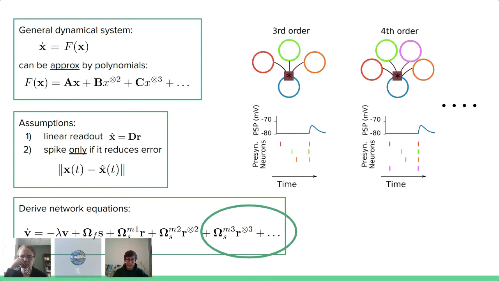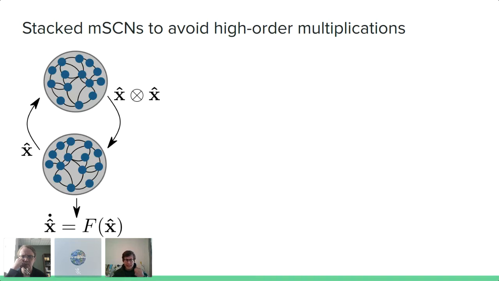So this is very nice in theory, and you can implement it, and it works very well. But we reasoned that this might be a bit unfeasible from a biological or a neuromorphic perspective. So the question here is, can we avoid them? Can we avoid these high-order interactions? And it turns out that we can. The details here get a bit more technical, but the idea is that one can derive networks of neurons that approximate nonlinear transformations of their inputs. And these networks can be stacked together so that you can use only pairwise multiplications to carry out high-degree polynomials.